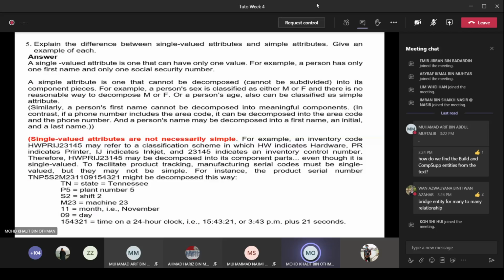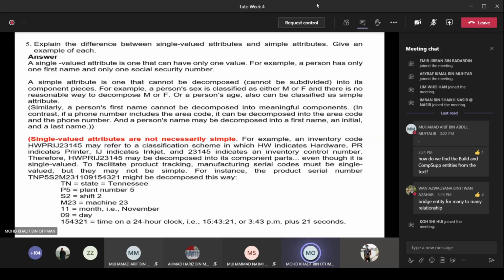And then what is a simple attribute? A simple attribute is one that cannot be decomposed or cannot be subdivided into its component pieces. For example, a person's sex is classified as either male or female, and there is no reasonable way to decompose male or female. Or a person's age can also be classified as a simple attribute, because the attribute cannot be subdivided or decomposed into several attributes. Okay, this is the meaning of a simple attribute.